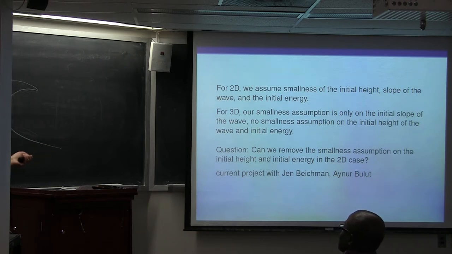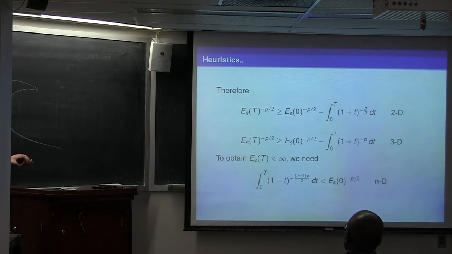I want to emphasize this, because nowadays there are quite a few works following this one. Let me see what the difference is. In 3D there is room to improve. In 2D, we need to assume that the initial height of the wave is small, the initial slope is small, and the energy is small. But in 3D, we only need to assume the slope is small; the height can be arbitrarily large and the energy can be infinite. The reason is that in 3D we have room to manipulate.